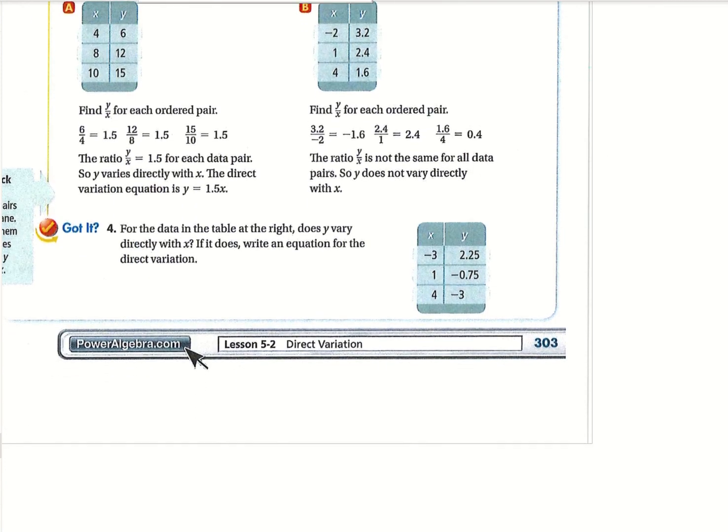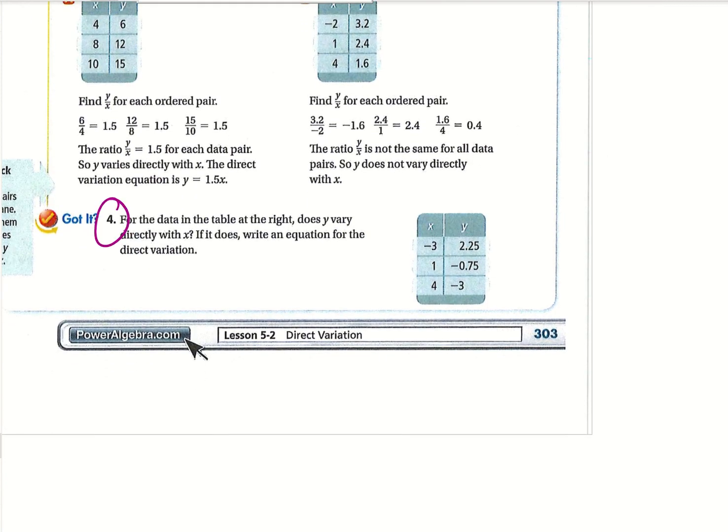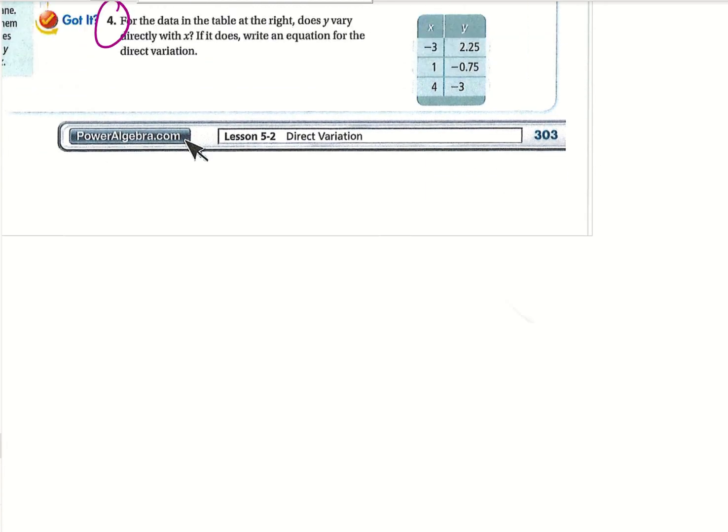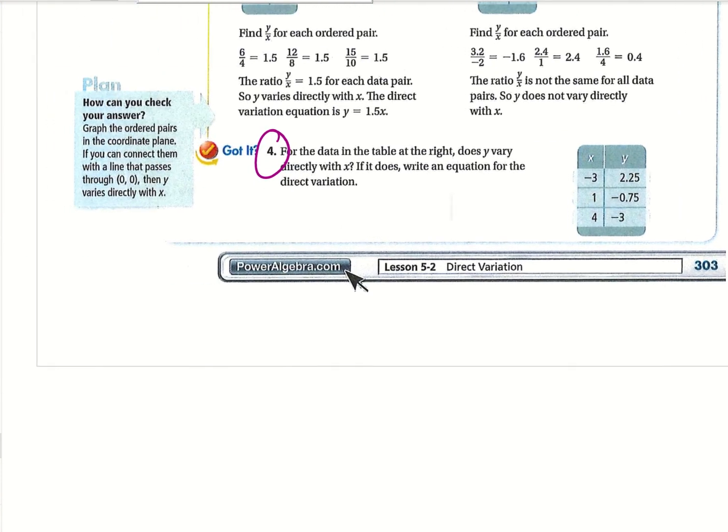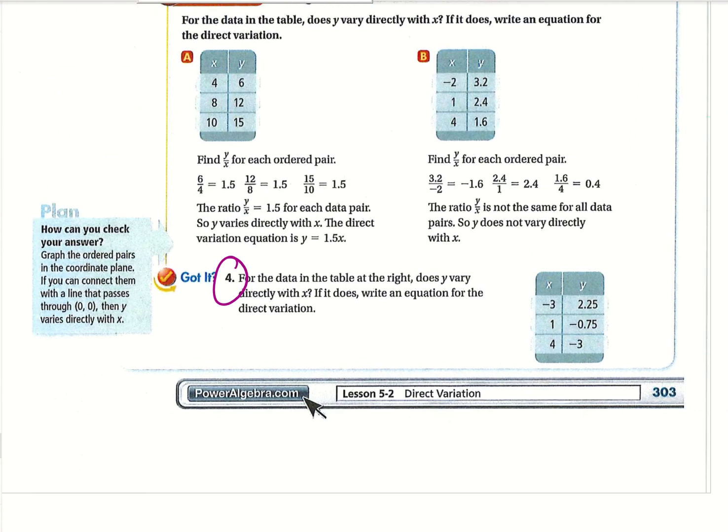Okay, go ahead and look at got it problem number 4. And then after you have done that problem, that will be it for this video. So I will see you guys in class.